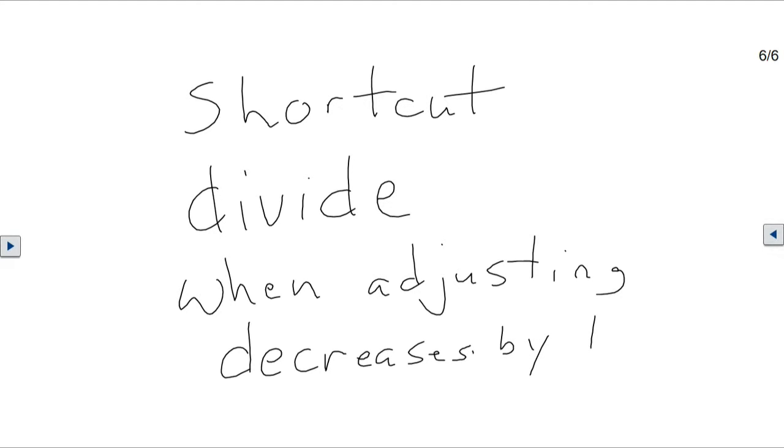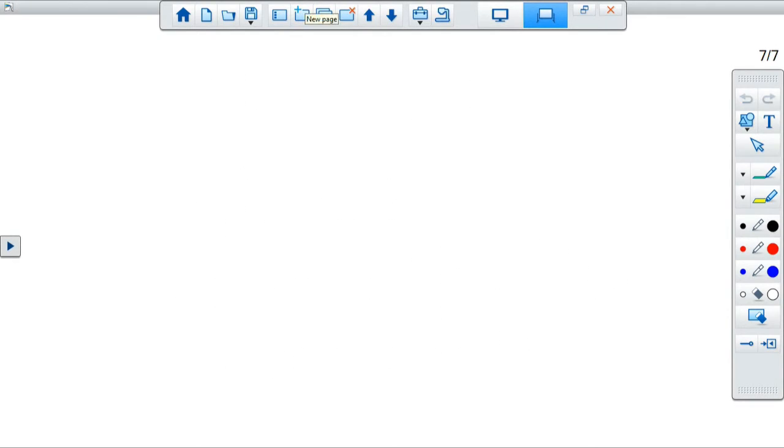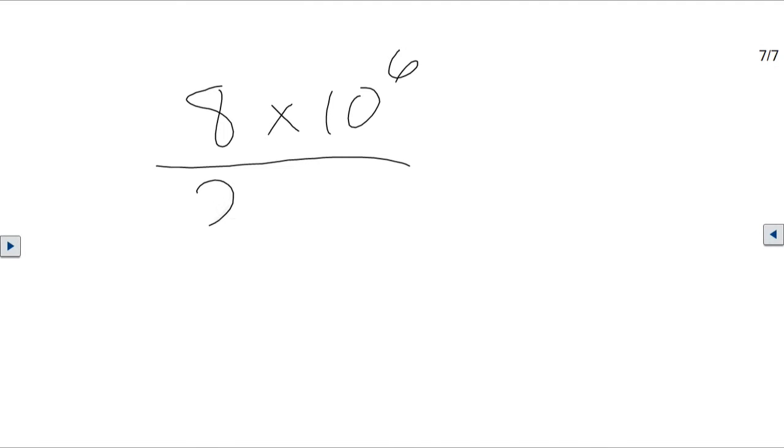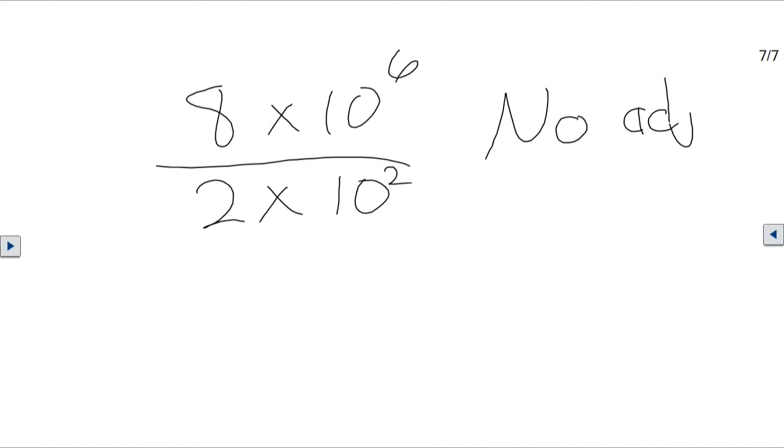by 1. So you're always going to end up with one of two scenarios here. If that front number on the top is bigger than the front number on the bottom, and you divide those, you're always going to get a number that is at least 1 and less than 10. So in that case, no adjustments needed. We're just going to end up with 4 times 10 to the 4th. 8 divided by 2, 6 minus 2 gets us our exponent.